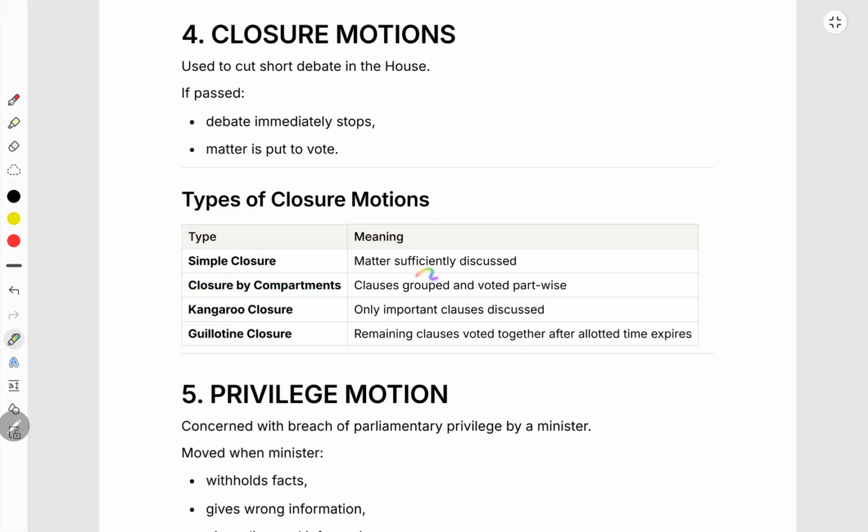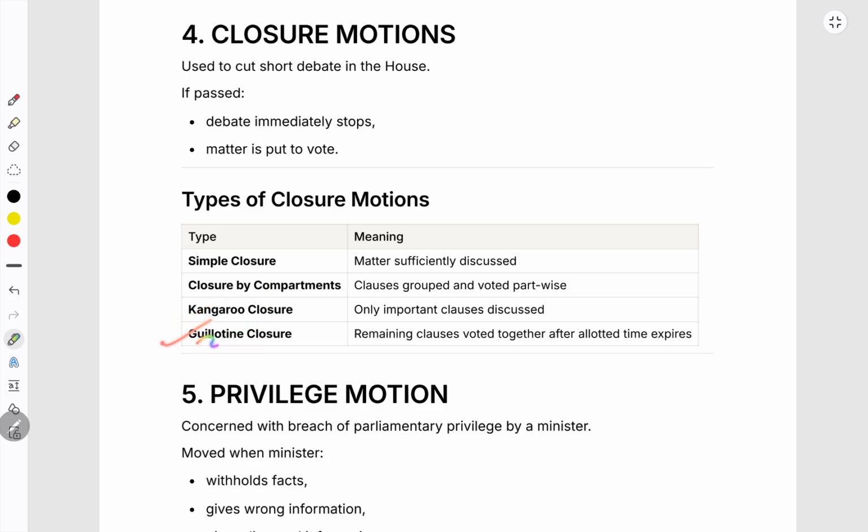Now another type of closure is closure by compartment. In this, the clauses of the bill or discussions are grouped and they are voted part-wise. Now kangaroo closure is where only important clauses are discussed, the way a kangaroo jumps, right? So in any matter, proposal or bill, only the important points are discussed, and the rest are ignored, the rest are avoided. So only important clauses are discussed, that is kangaroo closure.